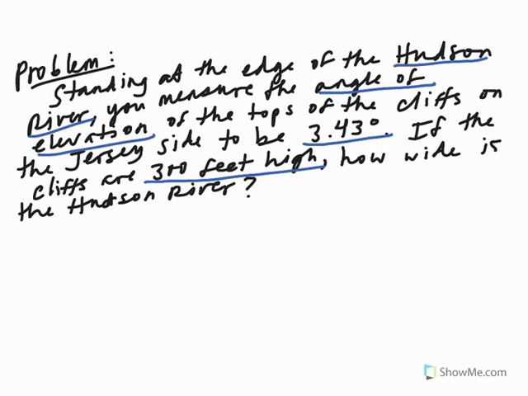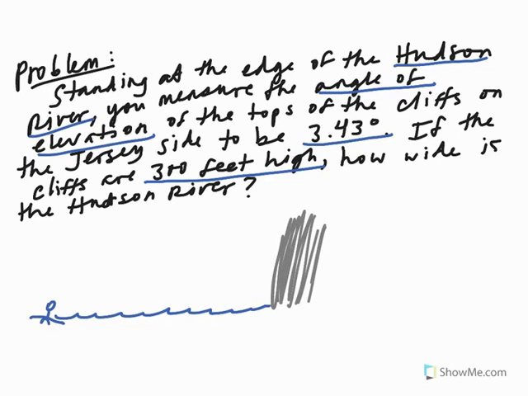Alright, now let's see if we can take this slow and go piece by piece and translate this into a diagram. So we're standing at the edge of the Hudson. So here's the Hudson. And let's say that we're standing over here on one side of it. Okay, now the cliffs are on the other side. They're on the Jersey Shore. These cliffs are called the Palisades, if you didn't know.